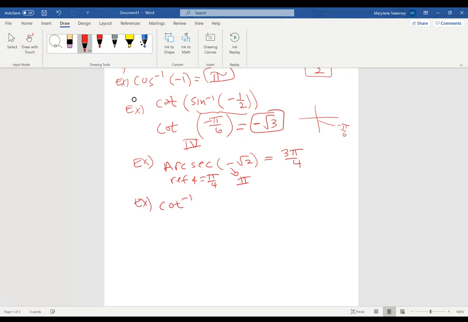Let's say inverse cotan of negative radical 3 over 3. Where is cotan radical 3 over 3? The reference angle is pi over 3. Inverse cotan is negative in quadrant 2, so we'd be giving 2 pi over 3.